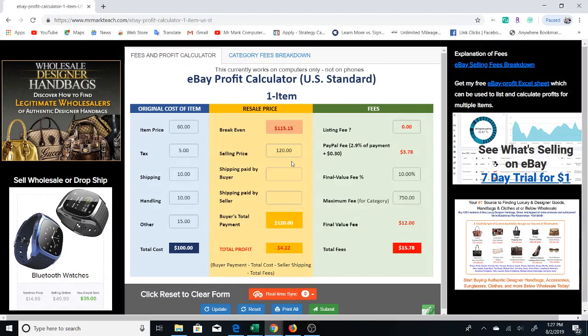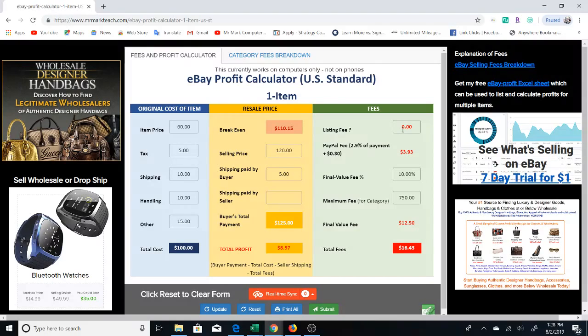You will type 120, and then you will determine whether the shipping is being paid by the buyer or the seller. Let's say that the buyer is going to pay $5 shipping. Then the total payment is calculated as $125. This is the total payment that the buyer is paying. Why this is important is because this total payment determines the fees that eBay will charge and that PayPal will charge.